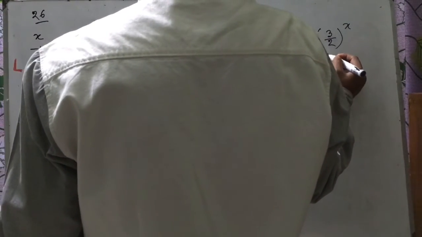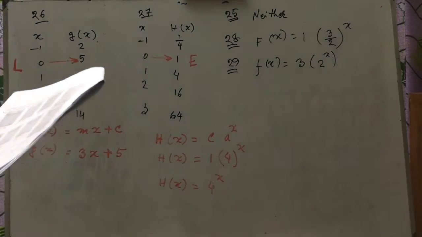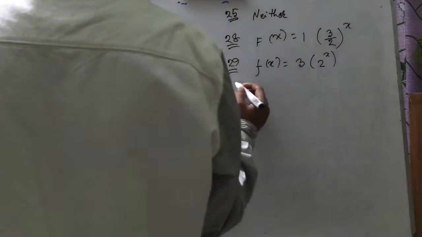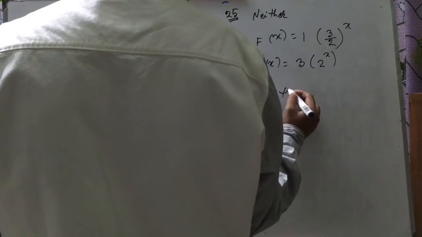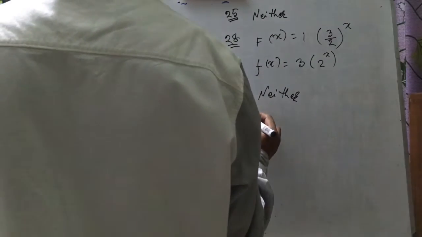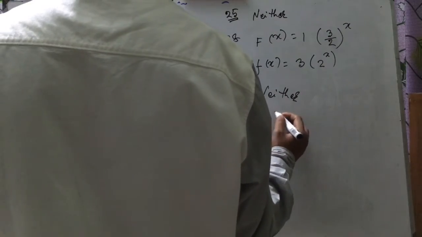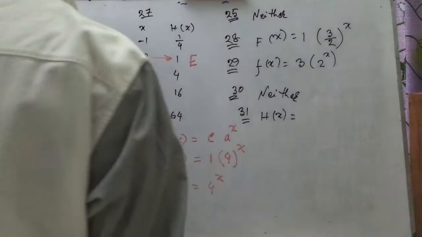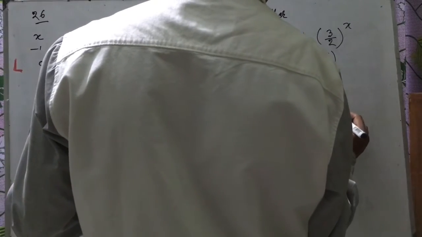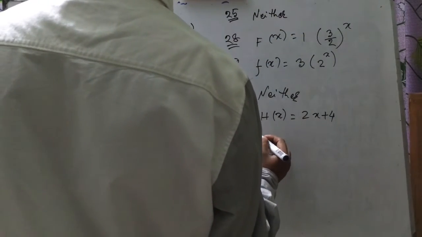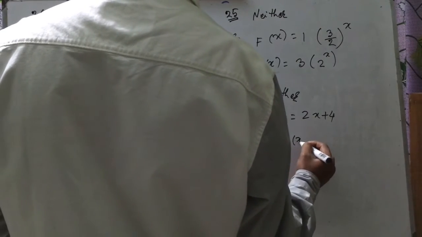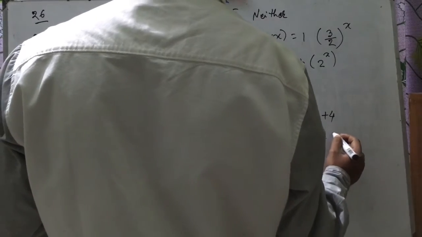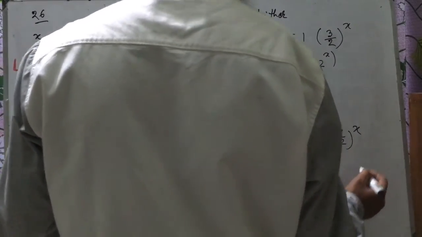We can write it this way also. I think we should keep it this way. Anyway, 30 number is neither. And 31 number is h of x equals 2x plus 4. The 32 number answer is f of x equals 1 by 4 times 1 by 2 to the power x.